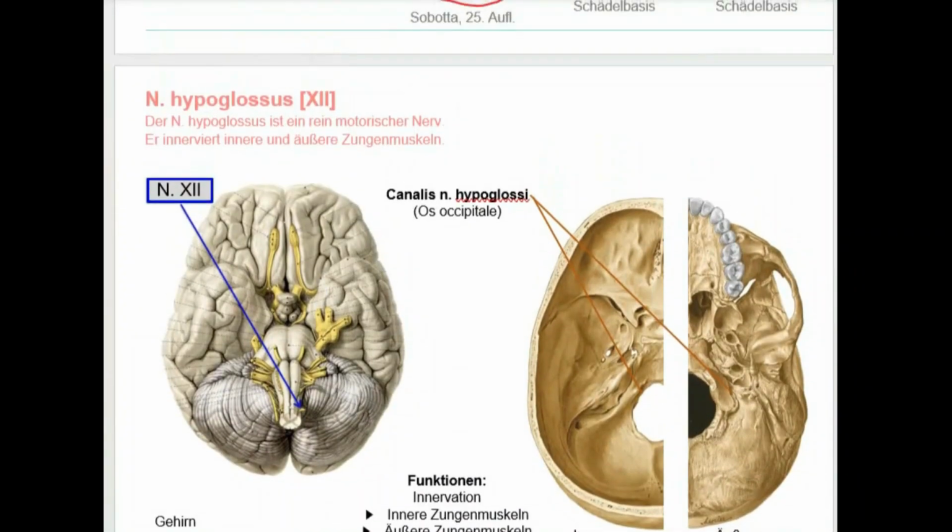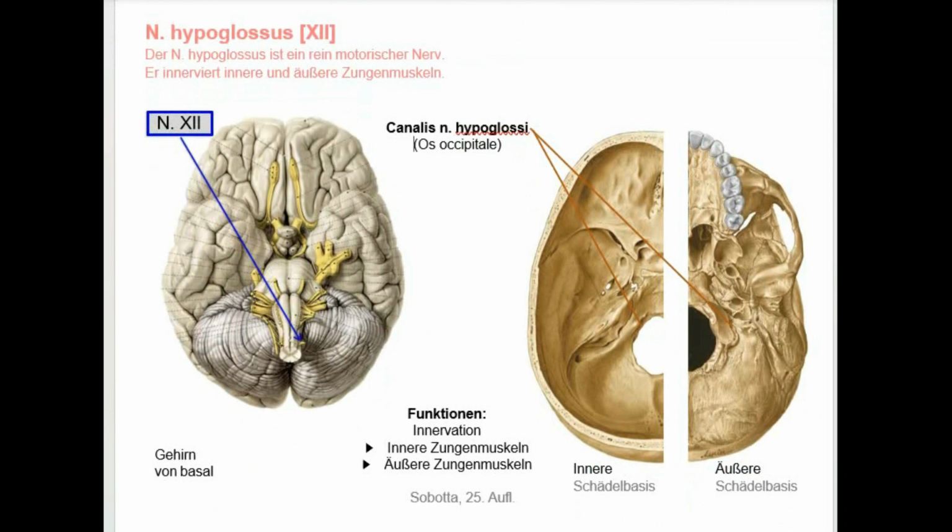The last is called the hypoglossal nerve. It is a purely motor nerve. The passage is the hypoglossal canal, and its main function is the motor function of the tongue muscles, both the inner and outer tongue muscles.